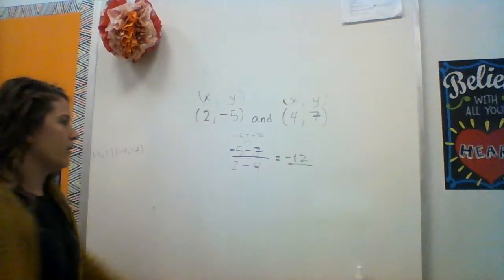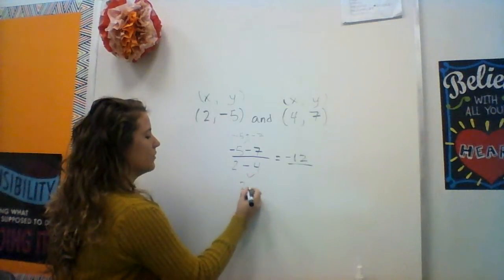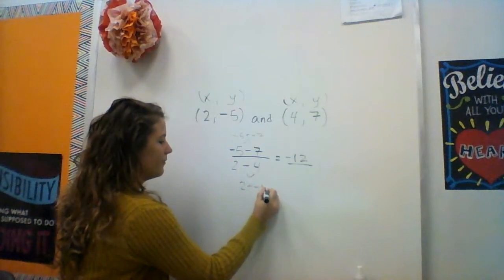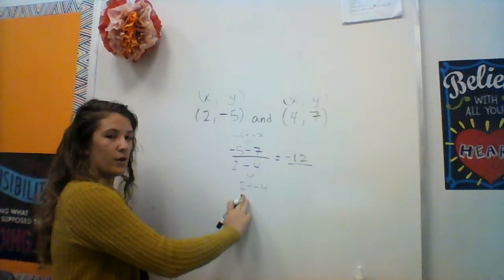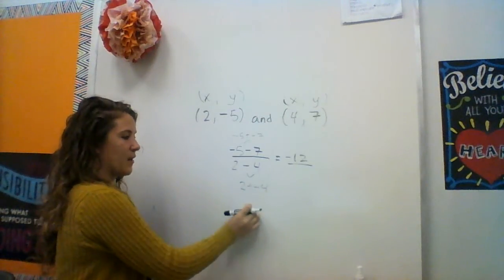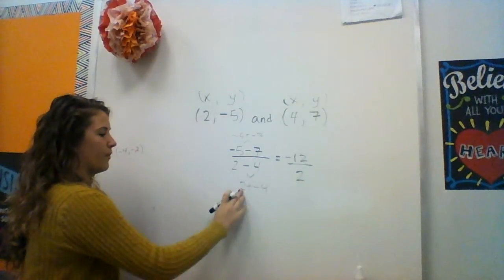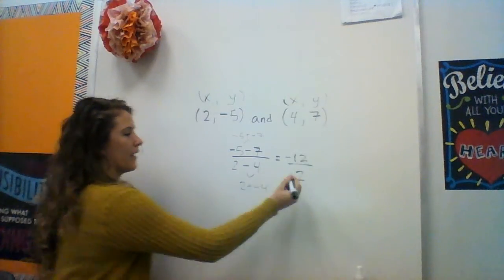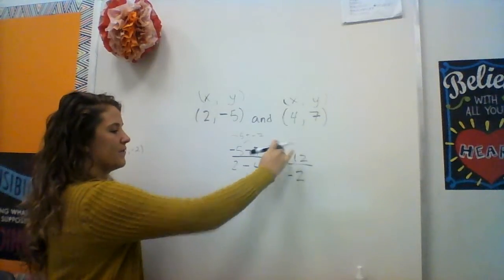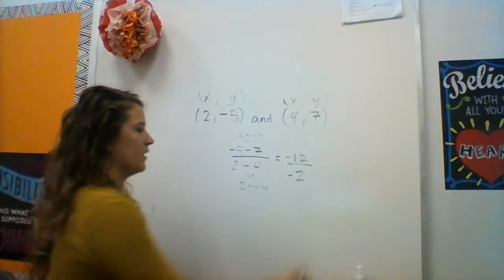2 minus 4, if I want to, I could rewrite that as 2 plus -4. There's one good guy, one positive, one negative, so I subtract. 4 minus 2 is 2. Are there more positives or negatives? There are more negatives. So this is a -12 over a -2.